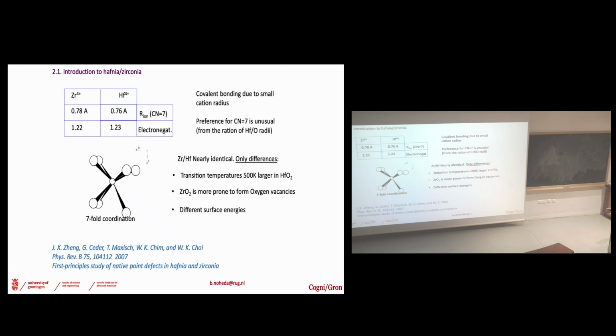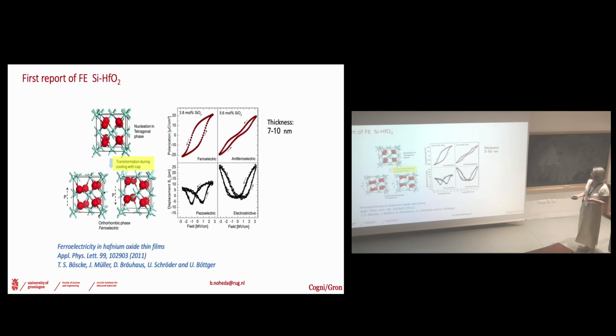The differences are mainly that the transition temperatures are different. The transition temperature for the martensitic phase transition between the monoclinic and the tetragonal phase has kind of a 500 degrees difference between the two of them. And zirconia forms oxygen vacancies more easily, and the surface energies of the two are actually different.